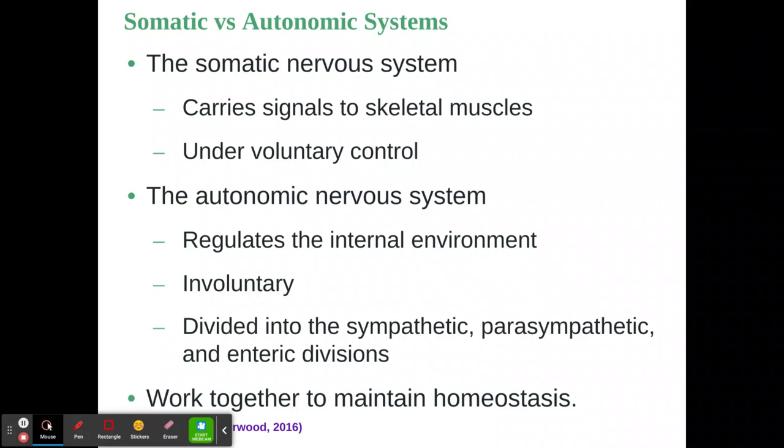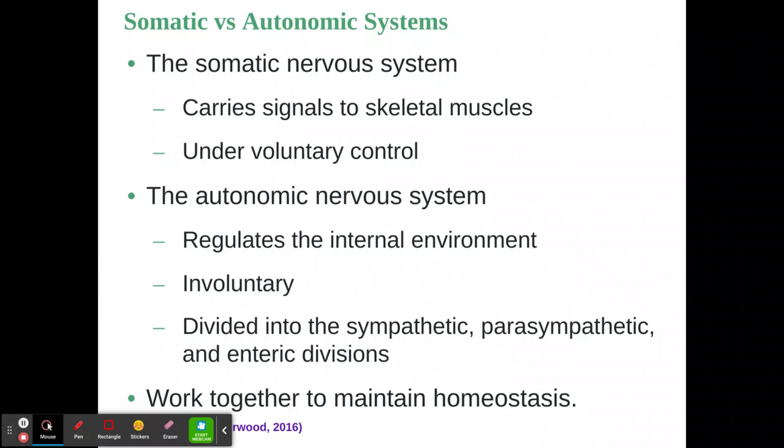This is going to be under voluntary control or conscious control, so we can move them on purpose, in other words. But much of skeletal muscle activity is actually controlled by reflexes, which could be mediated by the spinal cord or likely the brainstem as well. But usually we think of it as under voluntary control because we can move them on purpose if we so choose to.